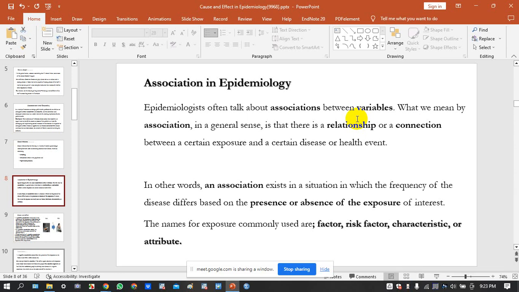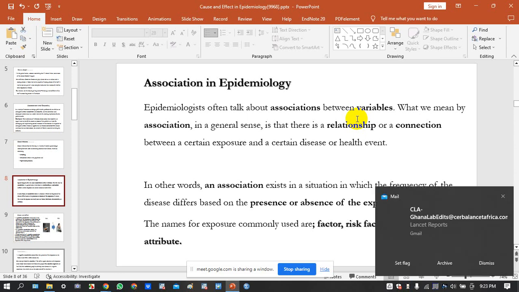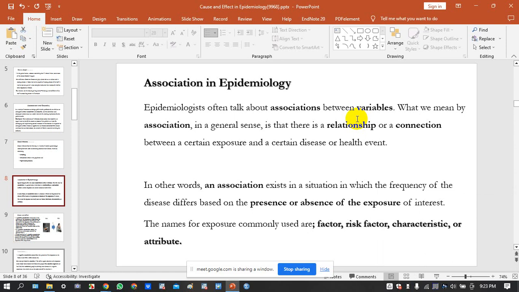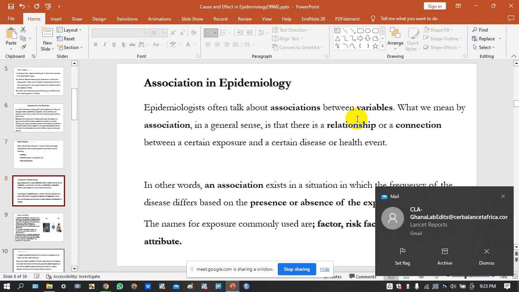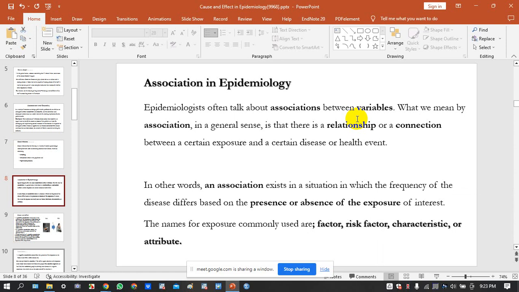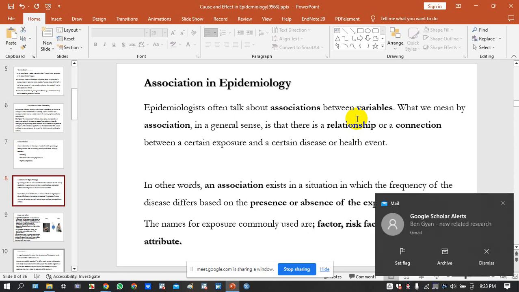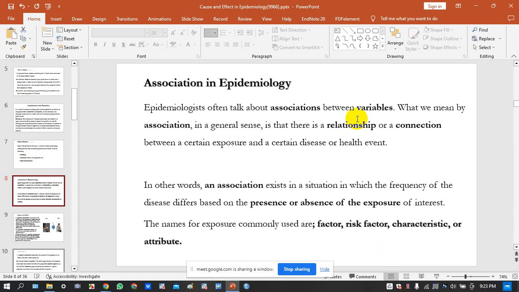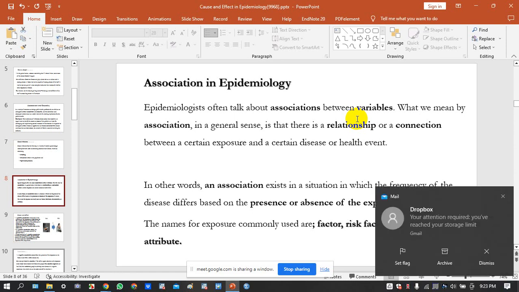Whether the exposure or risk factor comes first before the disease comes, or the disease comes before the risk factor comes, we don't know. We don't know the direction of causation. We don't know which one comes first and which one causes the other. So we say that we don't want to commit ourselves. We say that there is just a relationship or association.